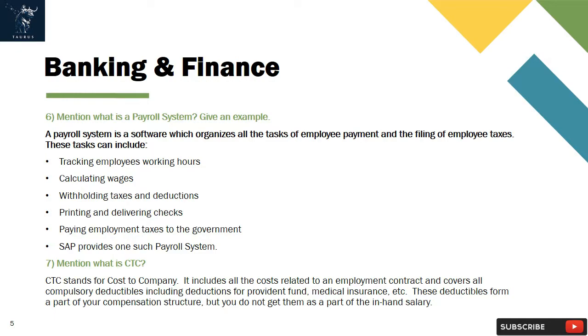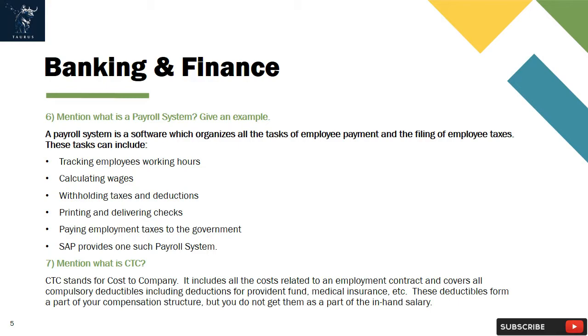6. Mention what is a payroll system. Give an example. A payroll system is software which organizes all the tasks of employee payment and the filing of employee taxes. These tasks can include tracking employees' working hours, calculating wages, withholding taxes and deductions, printing and delivering checks, and paying employment taxes to the government. SAP provides one such payroll system.